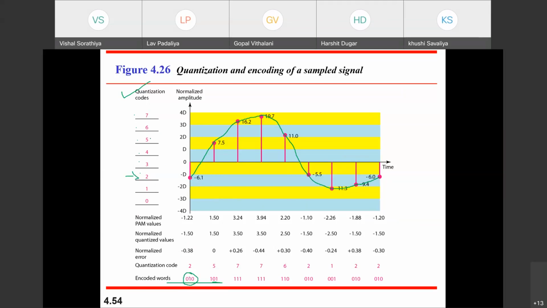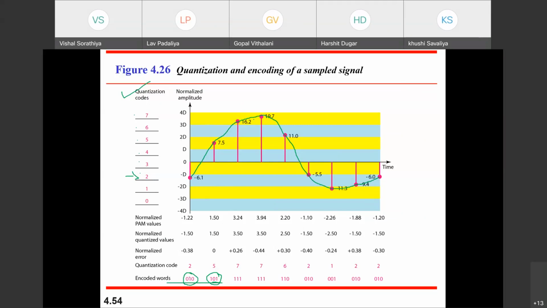We can say it's a 5. So I can say 5 is equal to 101. So this sample is going to be converted into digital as 101. Likewise, it is going to identify the highest value, which is 7. This is going to be given the highest value 7.